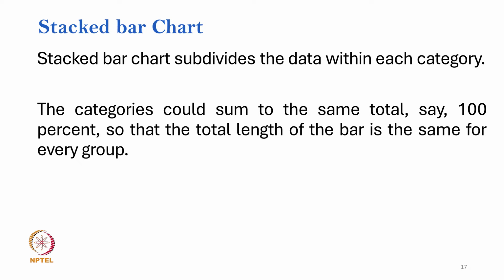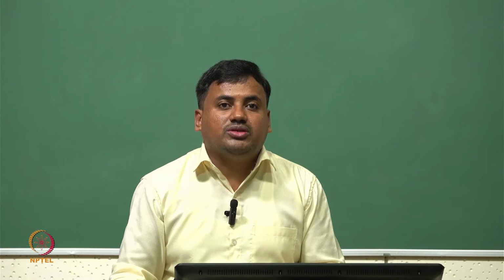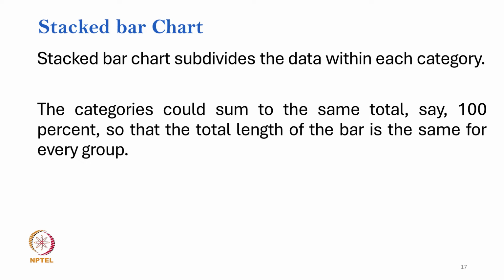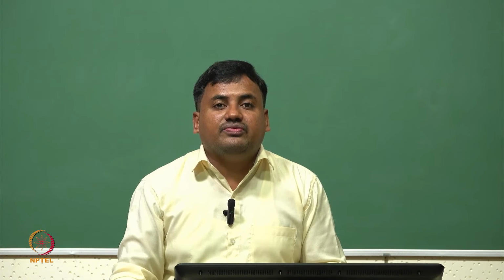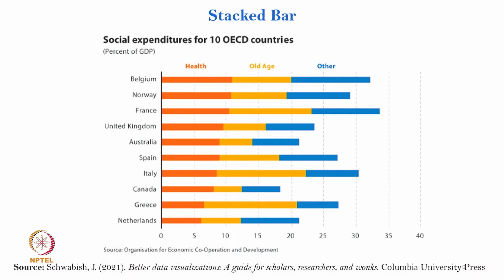While the paired bar chart shows two or more values for each category, this chart subdivides the data within each category. These categories could sum to the same total, say 100%, so that the total length of the bar is the same for every group. Like the image shows, the social expenditure for OECD countries. You can see that in a single bar, within the country, you will find health, old age, and others.